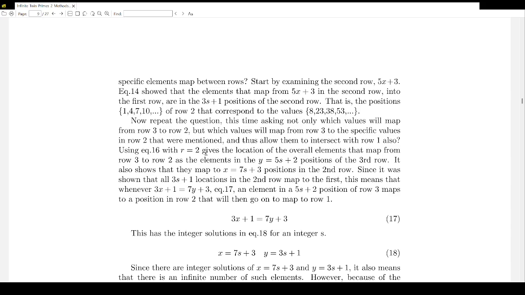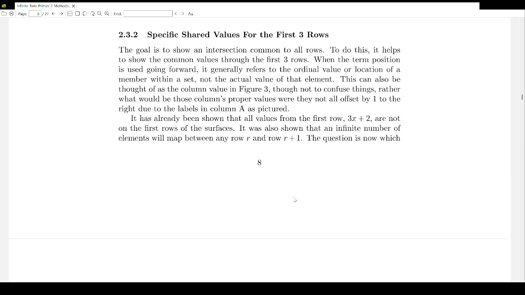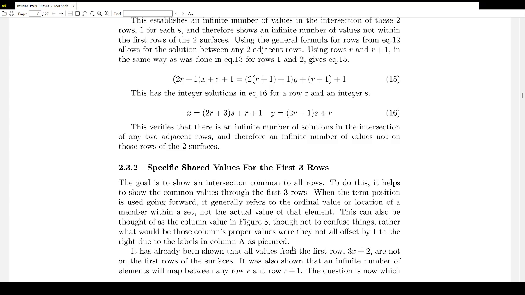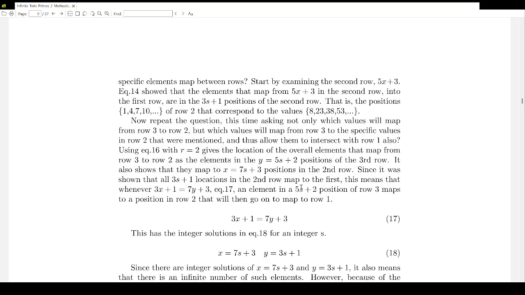So, using equation 16 with r equals 2 gives the location of the elements that map from row 3 to row 2 as the elements in the 5s plus 2 positions of the third row. It also shows that they map to the 7s plus 3 positions in the second row. So the values in the 5s plus 2 positions in the third row map to the 7s plus 3 positions in the second row. And that was from using this equation here. So since it was shown that all 3s plus 1 positions, or locations, in the second row map down to the first.